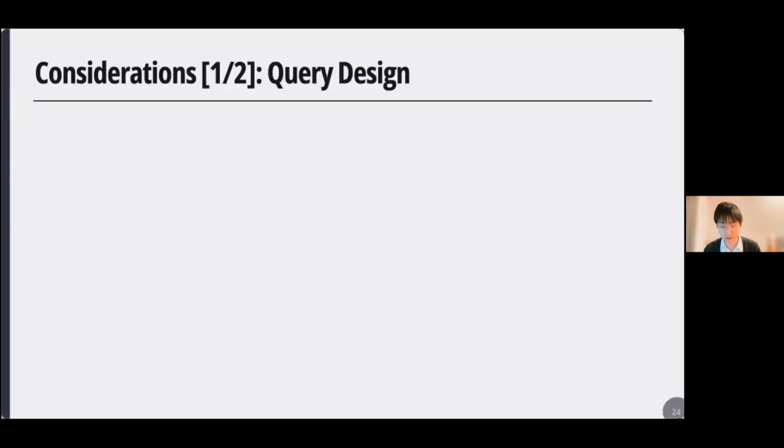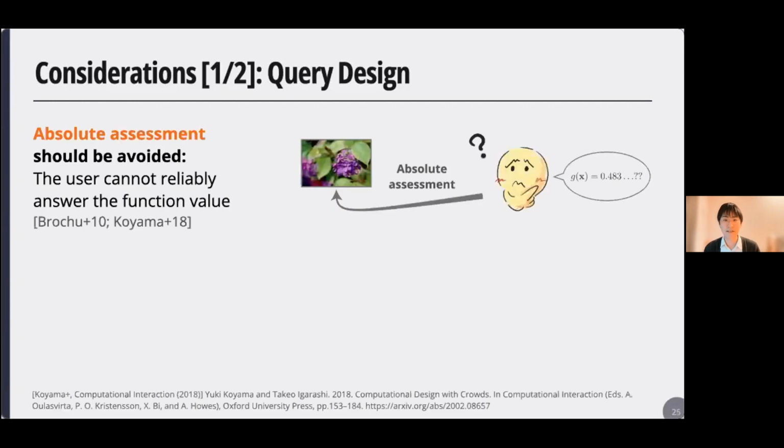When taking this approach, we need to care about some points. The first point is about the query design for human evaluators. Generally speaking, we should avoid absolute assessment or absolute scoring because the human evaluator cannot reliably answer the precise value. For example, given a single photograph, asking the human to provide a single precise score like this is not a reasonable way.